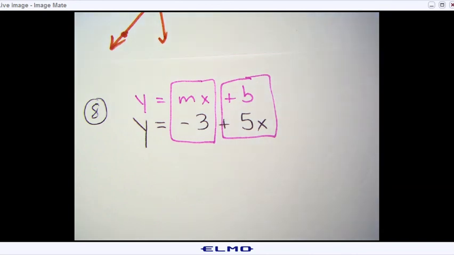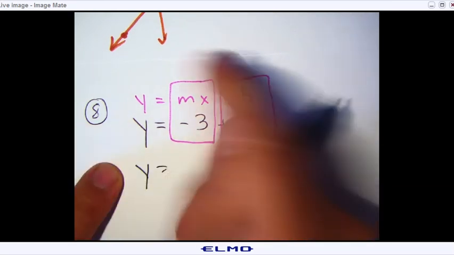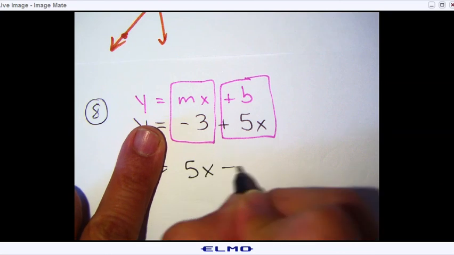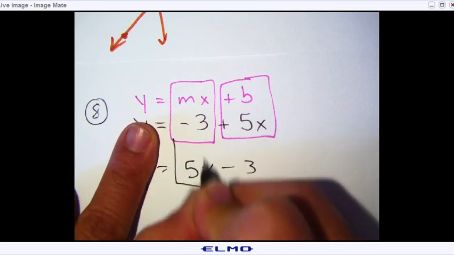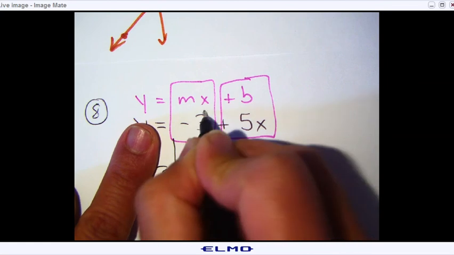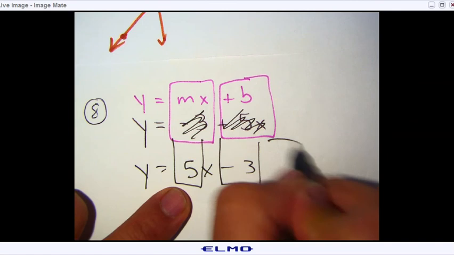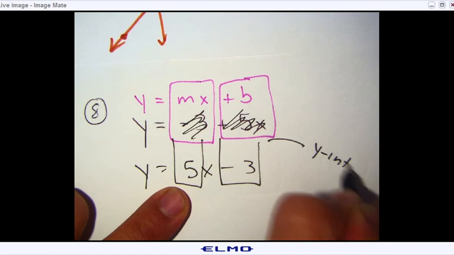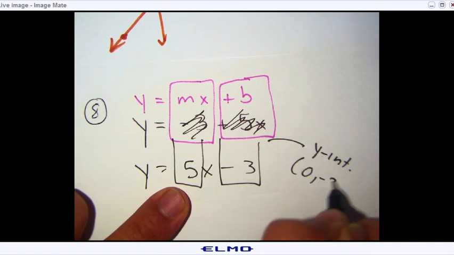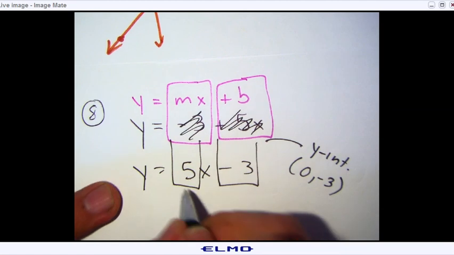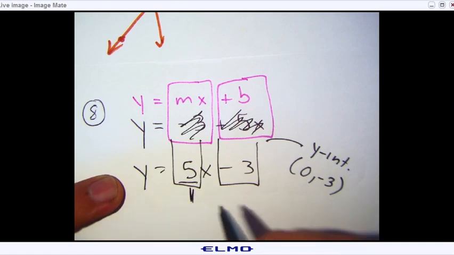Can we do that? Yeah, you could. Because it's not on the other side, it's just right here on this side, so we'll do 5x minus 3. So there you go. My starting point, my y-intercept, is 0, negative 3. And then it's 5 over what? Yes, 5 over 1.